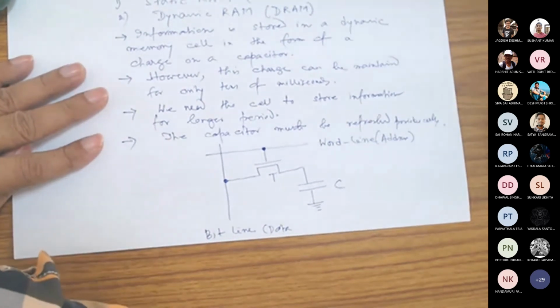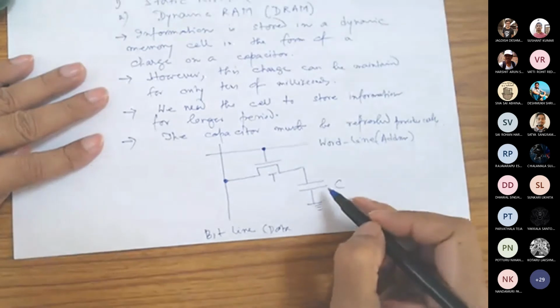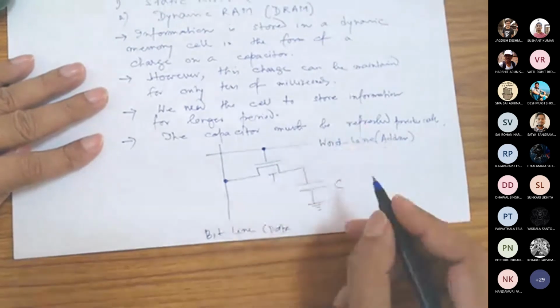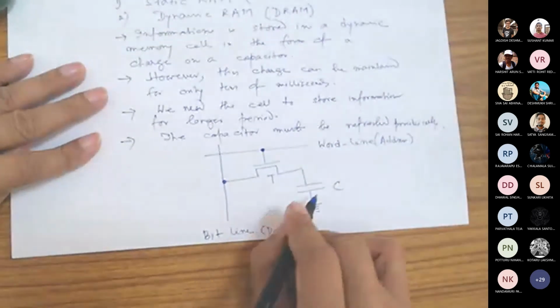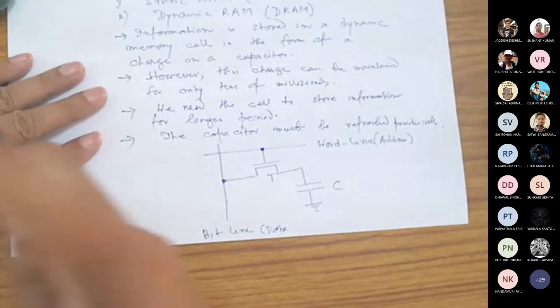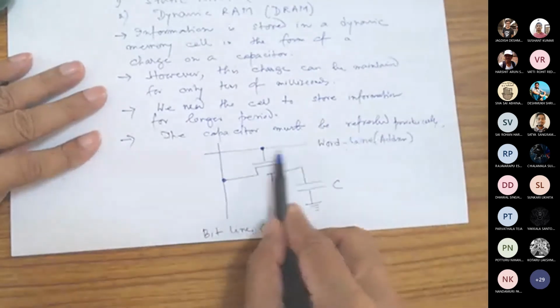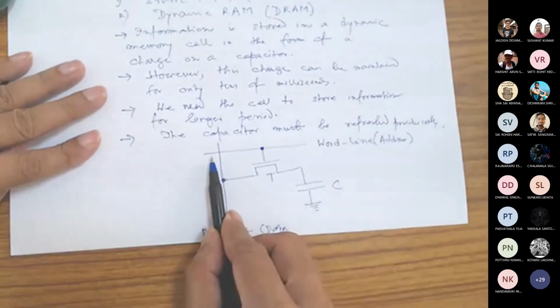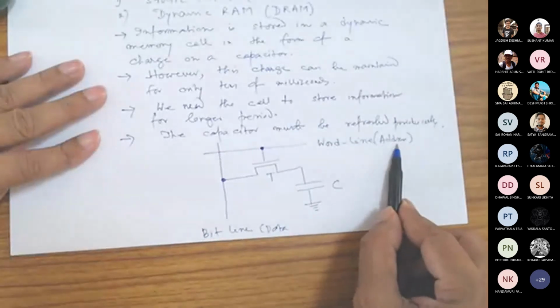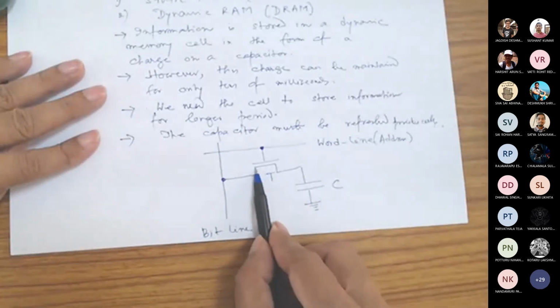So when you want to charge this capacitor, say you want to store logic 0. What will you do? First, you will select this word line because that is where you would like to store. So you need to see the word line address. So we activate this. This transistor is active.